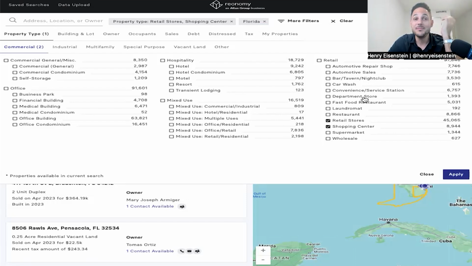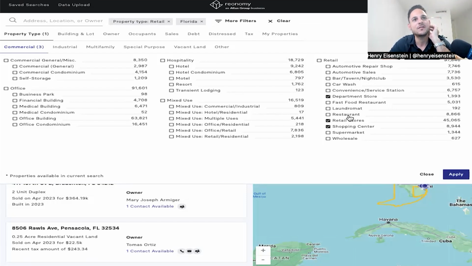Department stores, to me, you might as well just click department stores, because in my opinion that is part of the retail center, strip center model. Fast food restaurants, most of the time, at least in my experience, are standalone properties, McDonald's, Burger King, you name it.